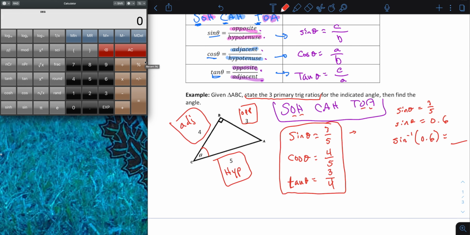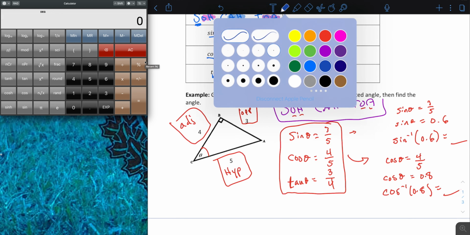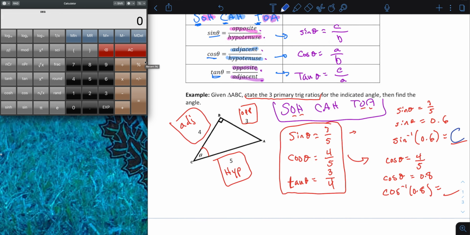Okay, and then you could find all of these. You could do this over and over again for each one of these. You could go cosine of theta is equal to 4/5. So cosine of theta will equal 0.8. And then you could go cosine inverse of 0.8 will equal the same angle that's here. It'll be the same answer in both of those. It should be.